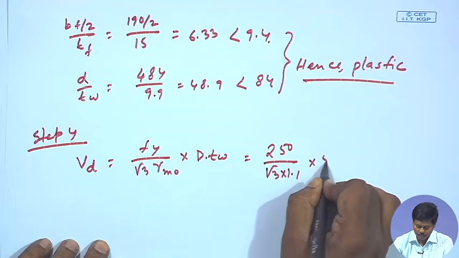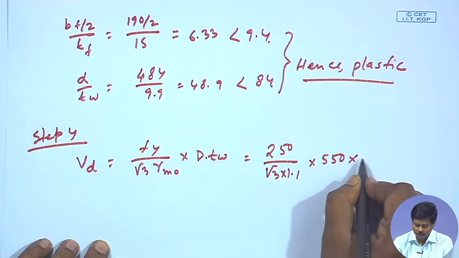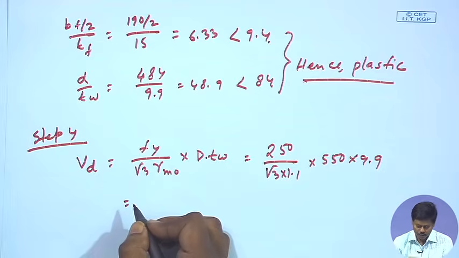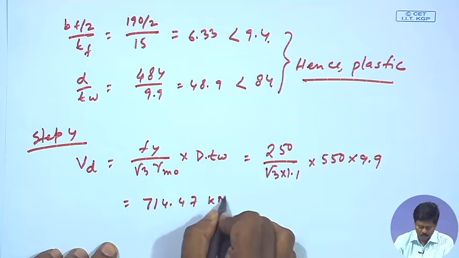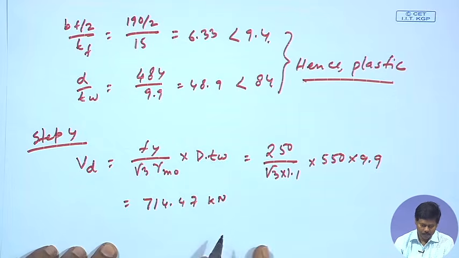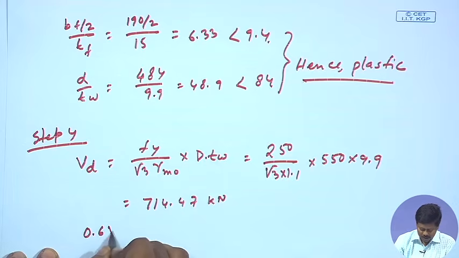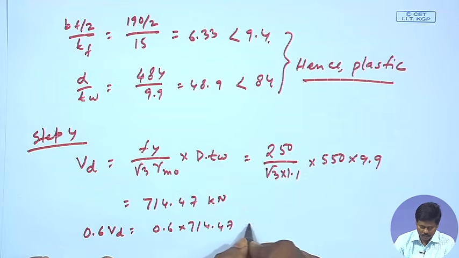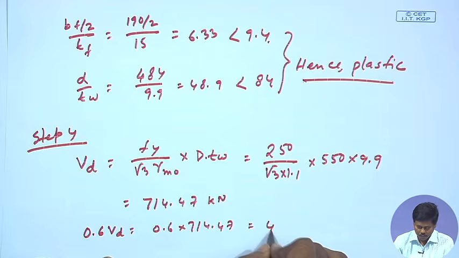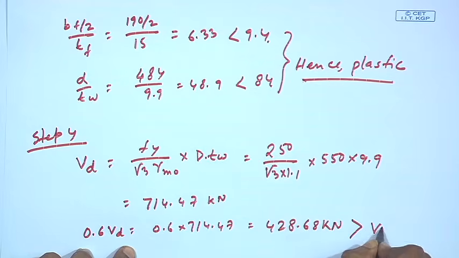So, I can put those values, that is d is 550 into Tw is 9.9. So, these values are 714.47 kilonewton, right, and 0.6 Vd is coming as 0.6 into 714.47, this is 428.68 kilonewton, which is more than the V, and V value is coming 202.5 kilonewton, right.